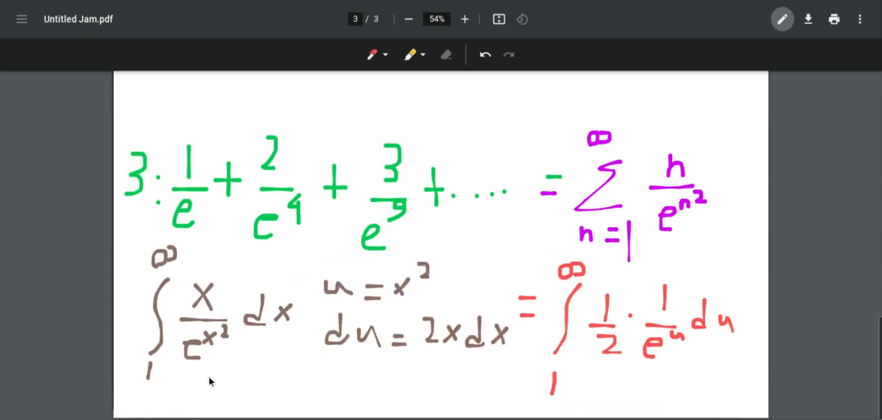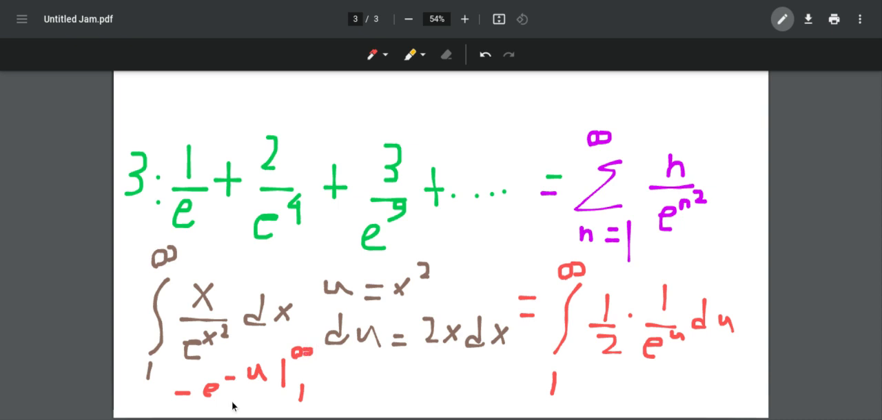So if we integrate 1 over e to the power of u, what do we get? Because it's e to the power of negative u, we get negative e to the power of negative u, I believe. And then we should evaluate it from 1 to infinity.